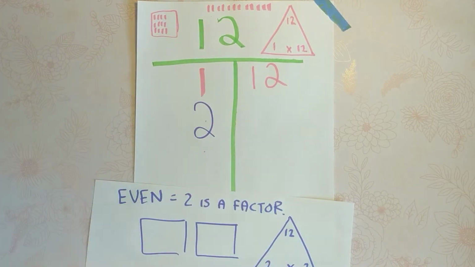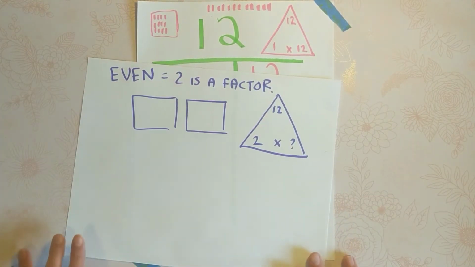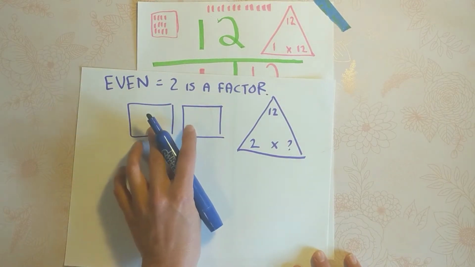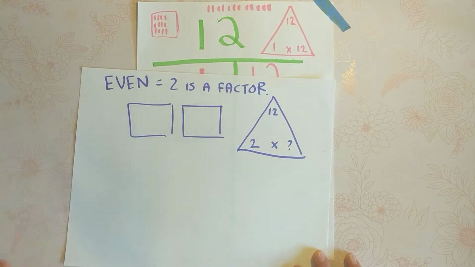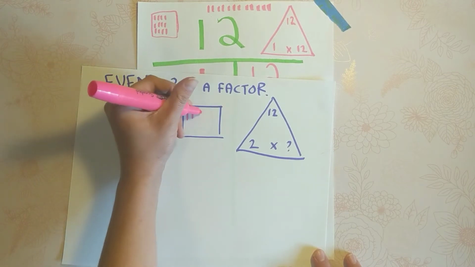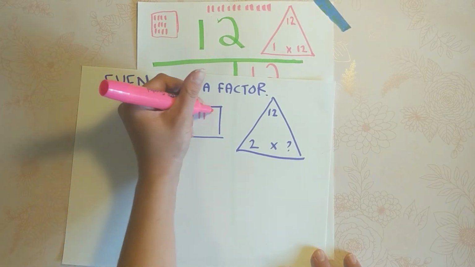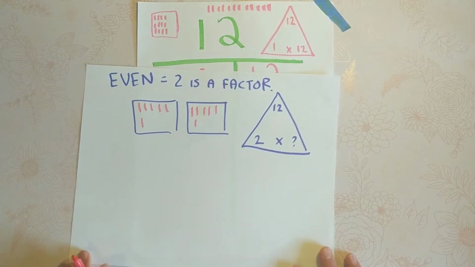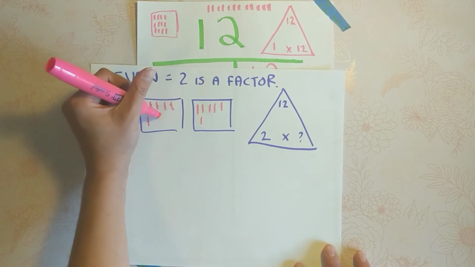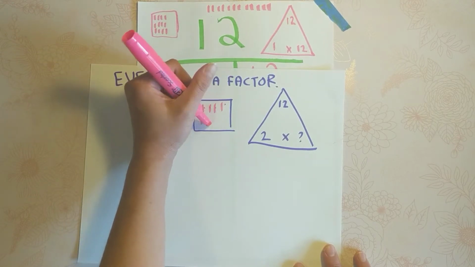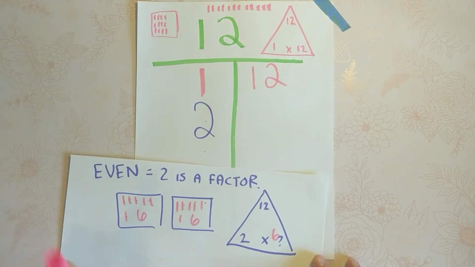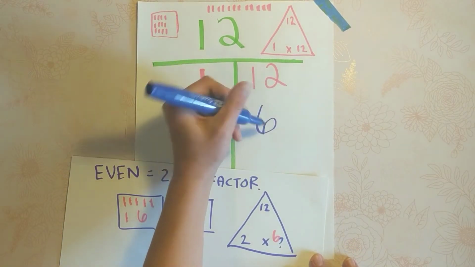The question is, 2 times what equals 12? So here's some ways to figure it out. You can draw 2 groups, and you're making equal groups, so then you would just put 12 equally into these groups. 1, 2, 3, 4, 5, 6, 7, 8, 9, 10, 11, 12. And then you would just count how many are in each group. 1, 2, 3, 4, 5, 6. That means that 2 times 6 equals 12. 2 groups of 6 is 12. This is my other factor.